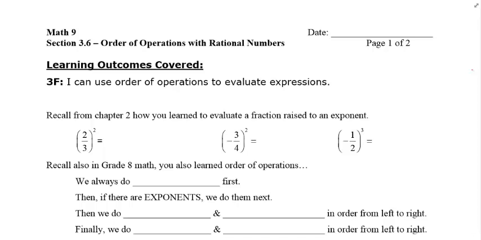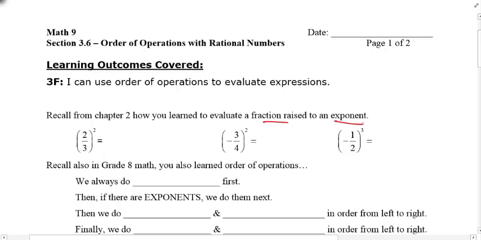Alright, you've made it to the last section of chapter 3. We're going to put all these things together now and look at order of operations to evaluate expressions with rational numbers. Before we begin the actual work, let's just do a quick review of what you hopefully have learned from chapter 2. Do you remember how to evaluate fractions that are raised to an exponent?